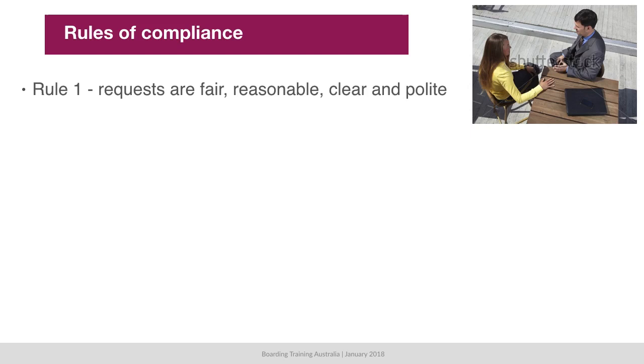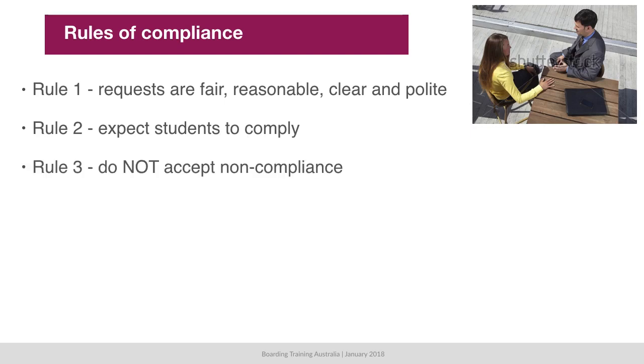Rule 1 is that requests are fair and reasonable and polite. Rule 2, and we've covered that a little bit already, is that we expect students to comply. So when we ask them to do something, you just have that expectation there. I've asked you to do this, therefore I expect you to do it. Rule 3 is you do not accept non-compliance. Under no circumstances do you accept non-compliance.